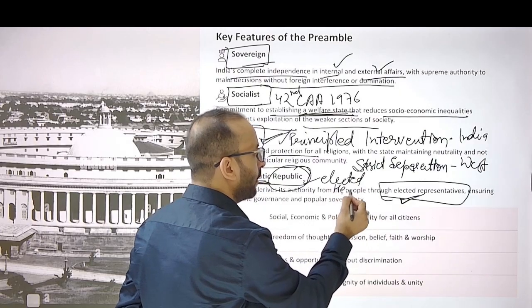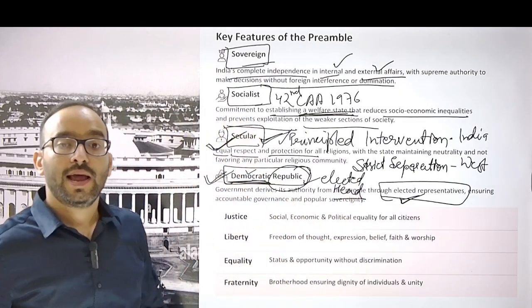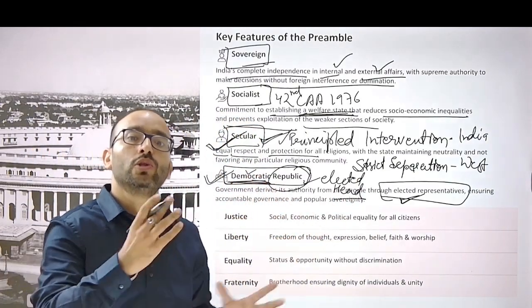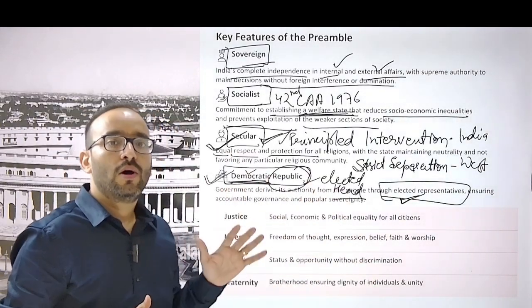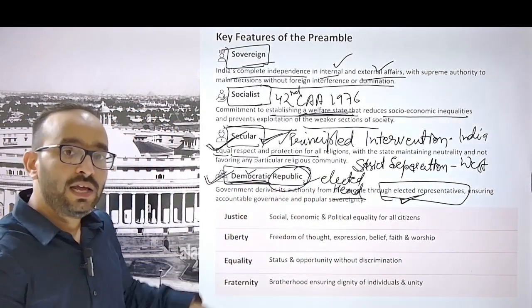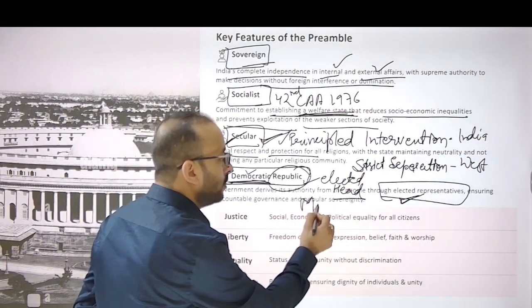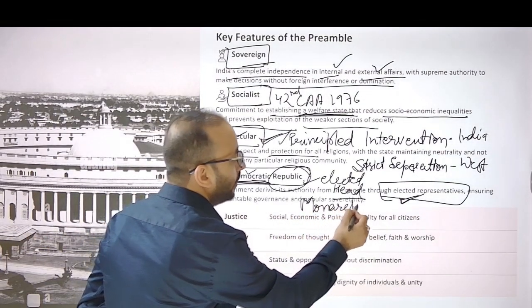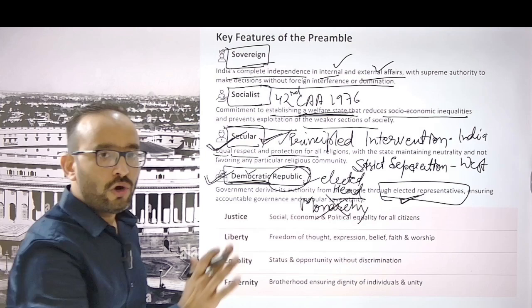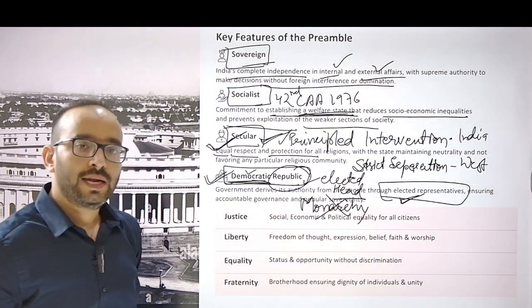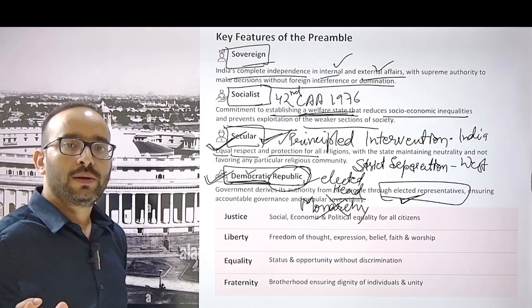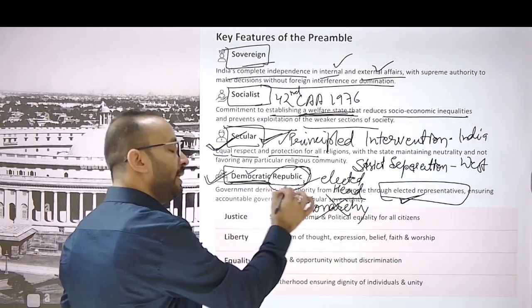Elected head. The president is the elected head of India. Though the elections are indirect, the president is elected by the elected members of the people. So with an elected head, there will be no monarchy like England. We do not have a queen or a king, right? So republic means that elected head. No theocracy, no other model of governance, only a democratic republic.